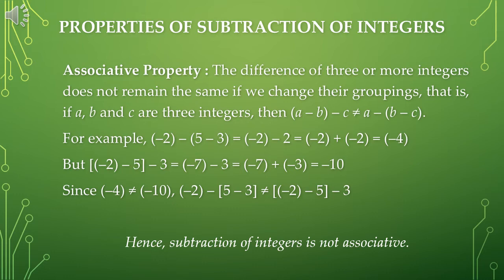Now what we have done is we have just changed the way of solving. In the first part, we solved the second and third integer first, and then the result was subtracted from the first integer. But in the second case, we solved the first and second integer first, and then the third integer is subtracted from that result. In both cases, you can see the answers are different. This means that subtraction of integers is not at all associative.